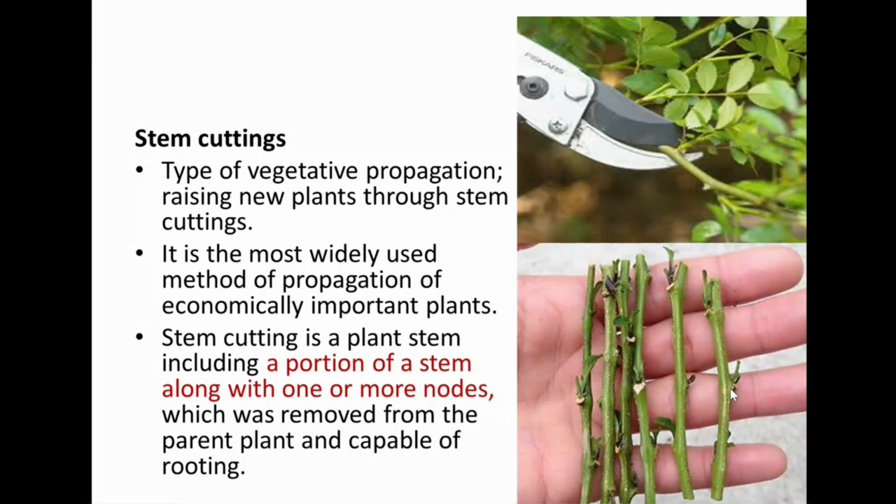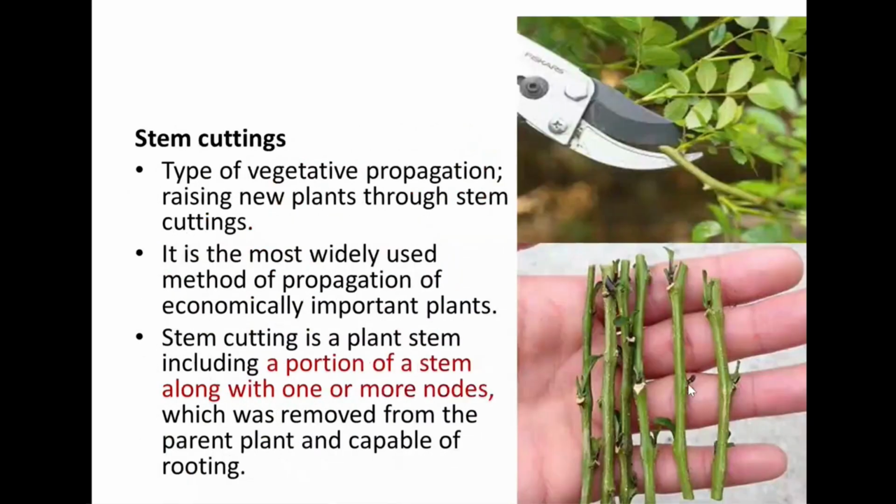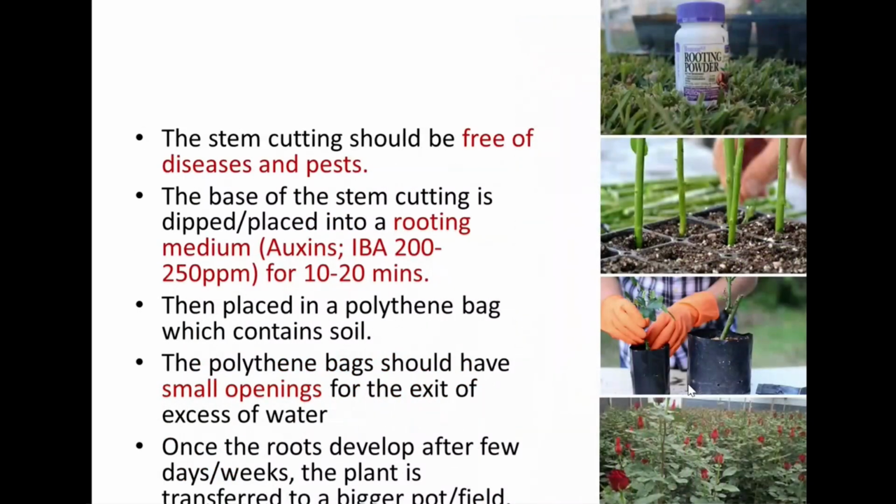So we have to cut twigs about 3 to 4, or sometimes 6 inches long. At least they have to have a node, because through these nodes only the sprouts will come. The sprouts germinate through the nodes, so that's why it has to have nodes. Then we have to choose twigs that are free of disease, and then we'll get healthier plants.